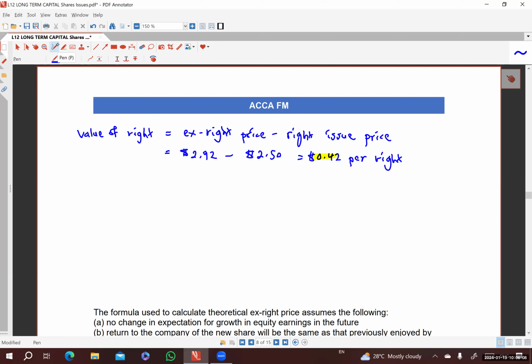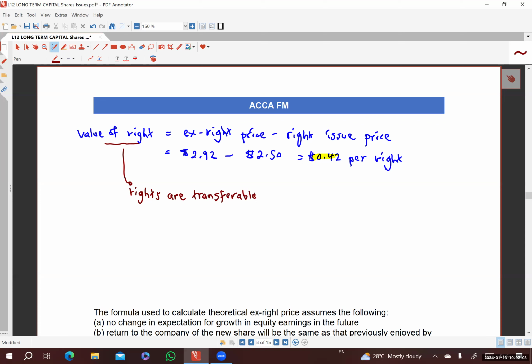What is this value of right? The right refers to the right of the existing shareholders to buy the share at a cheaper price. That is the right. One share equals one right. These rights are transferable. So if I'm an existing shareholder, I have this right. But if I don't want to buy the share, I can give the right to another person. If you don't use the right, it is not lost. You can transfer it, which means I can sell my rights to another person.